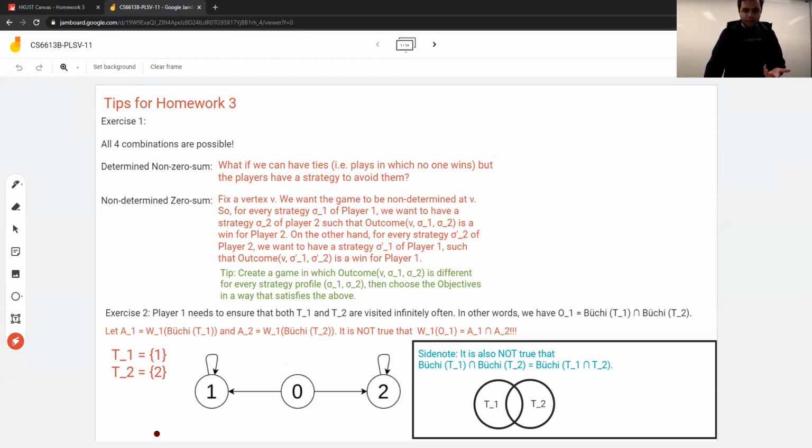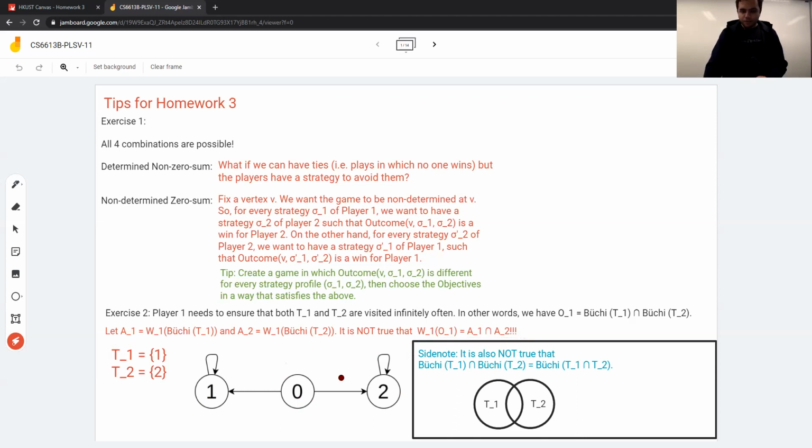And here's an example. So consider this simple game where everything is just under the control of player 1. And let's say that T1 is vertex 1, T2 is vertex 2. So starting from either 0 or 1, player 1 can ensure that he sees 1 infinitely many times, and the same thing happens in 0 and 2. But there is no strategy for him to visit both of them infinitely many times. So basically, this does not hold.